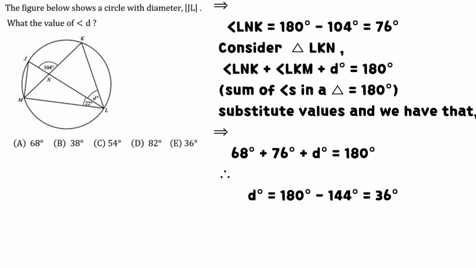Therefore, D degree equals 180 degrees minus 144 degrees, which equals 36 degrees. The correct option is E.